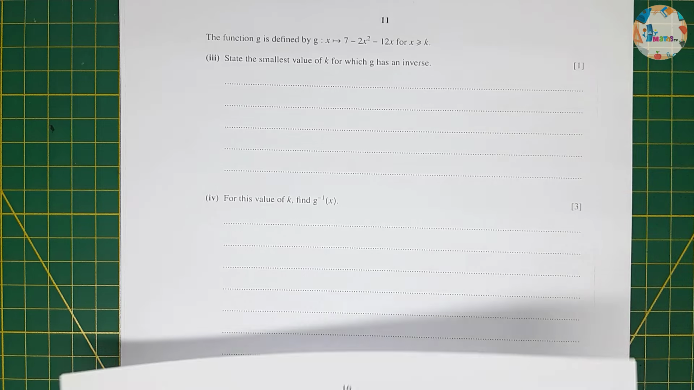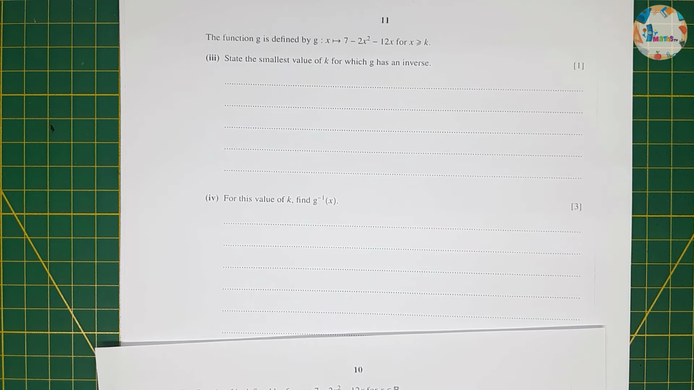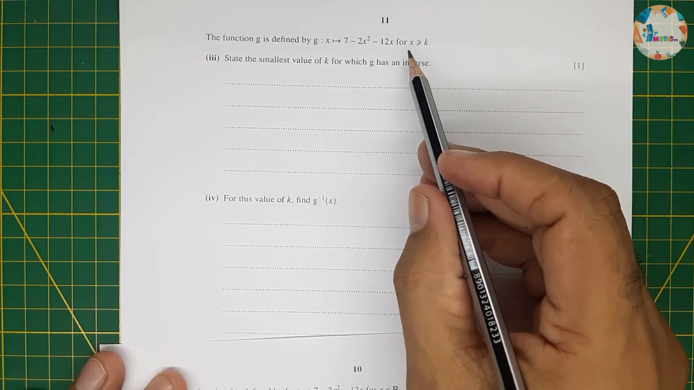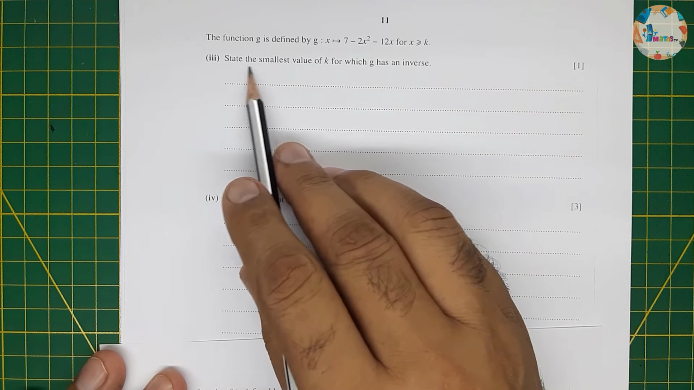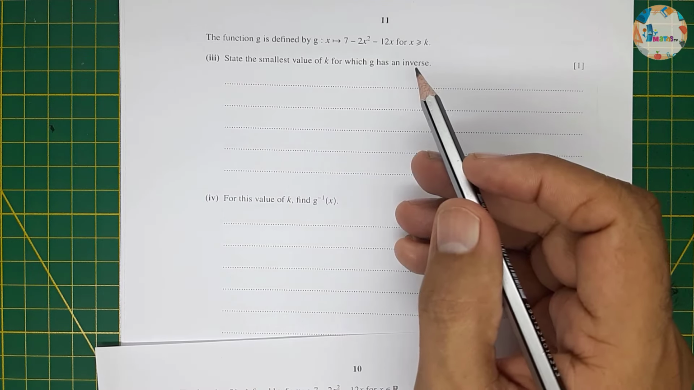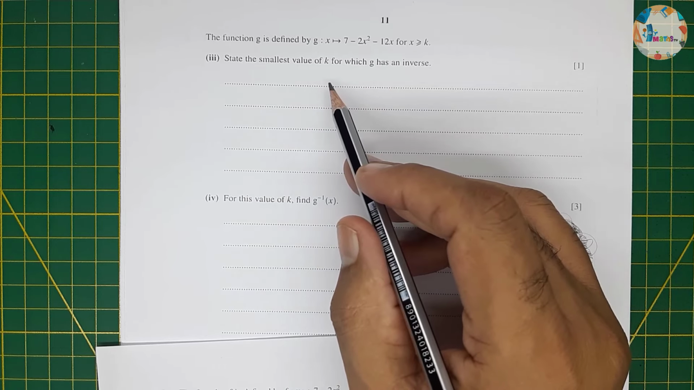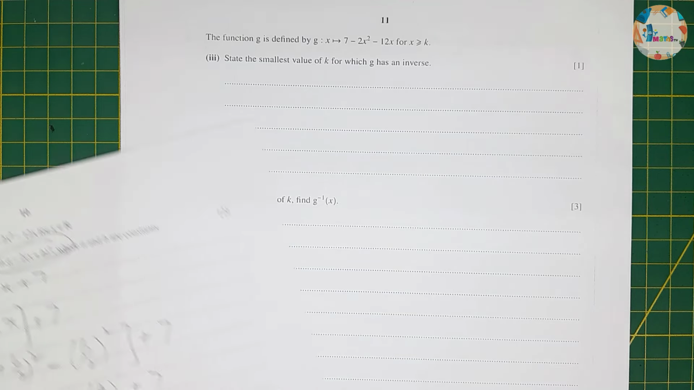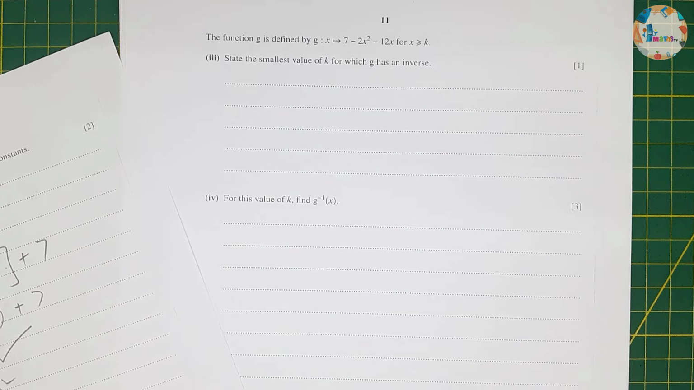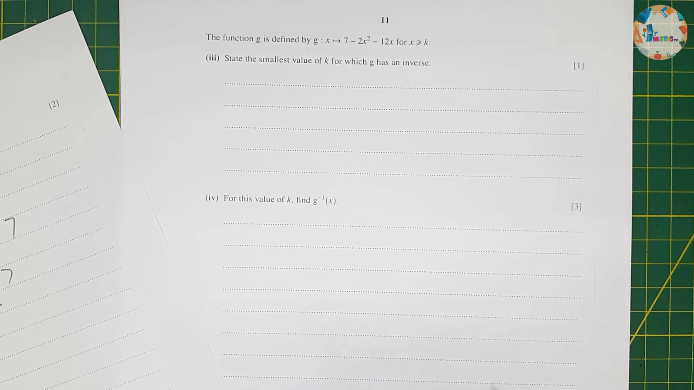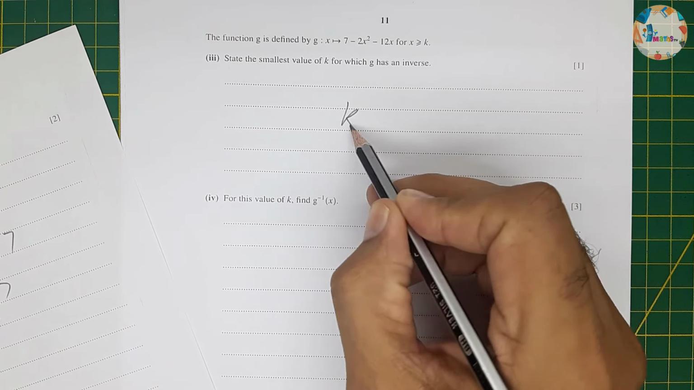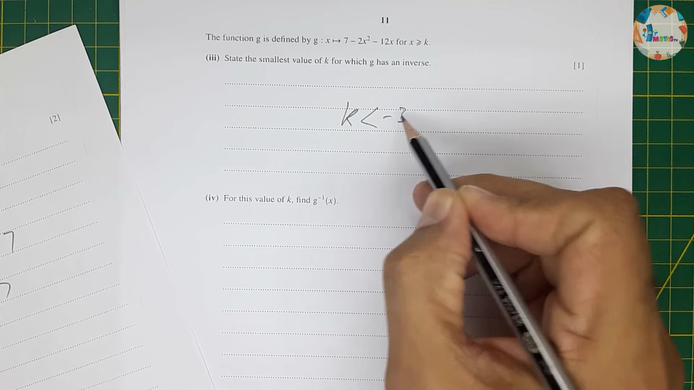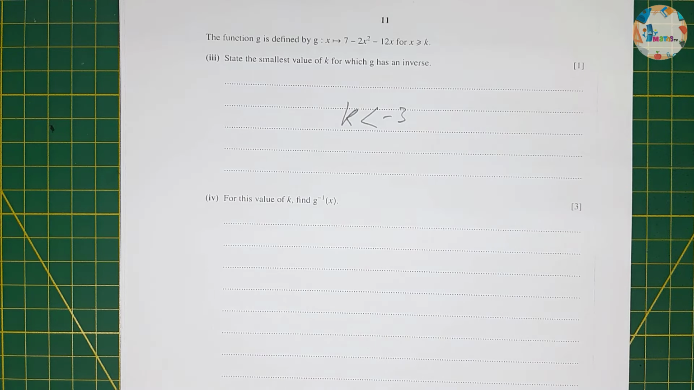Hopefully you understood this. Then the third part, the function g is defined by g of x. Basically they have defined this, x is greater than k. State the smallest value of k for which g has an inverse. So that value will be minus 3. So k value we can write k is less than minus 3.